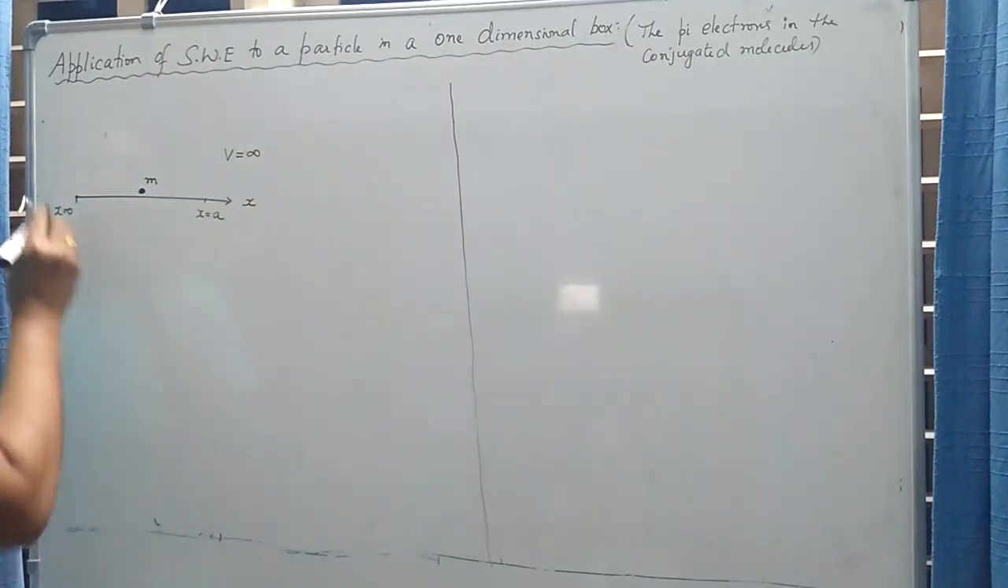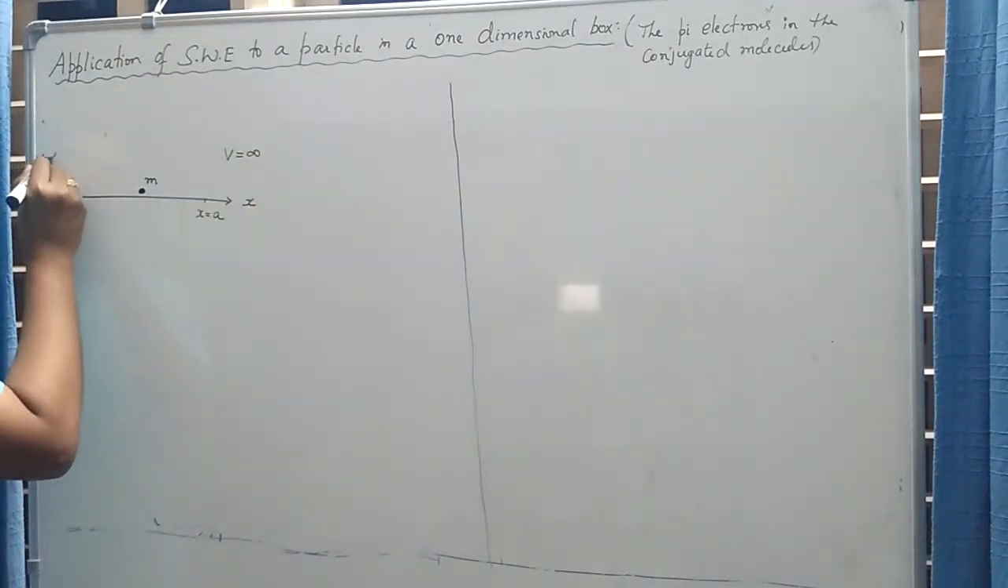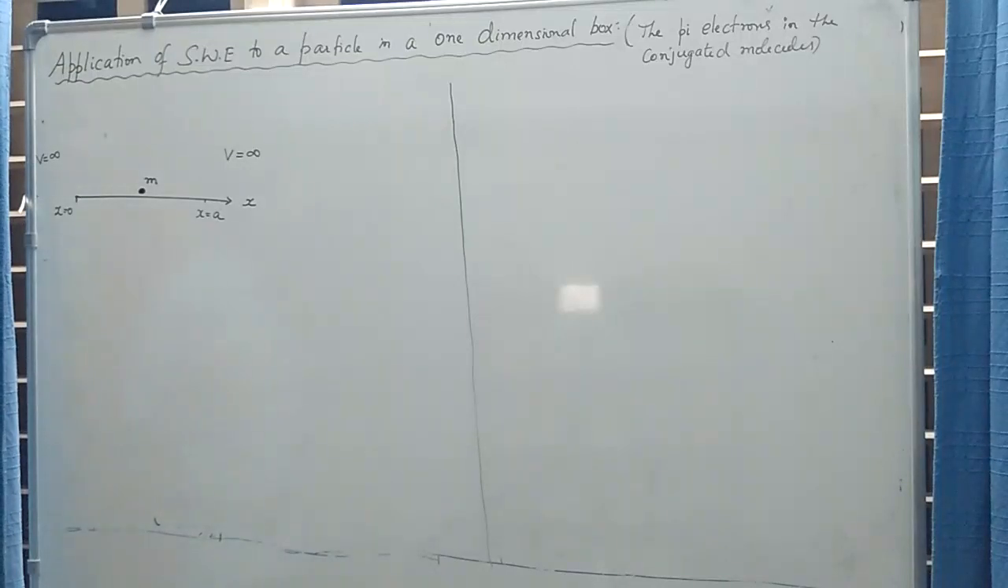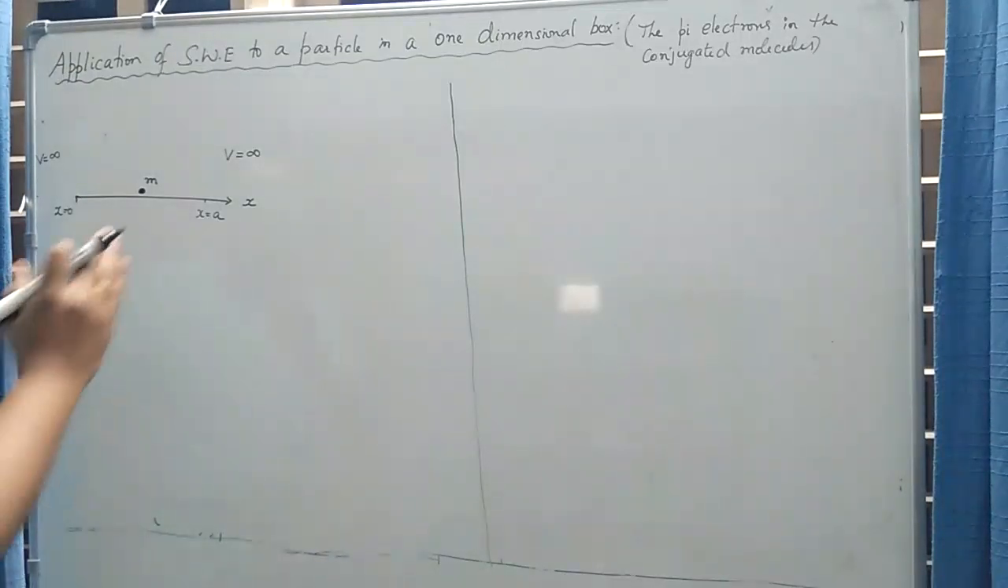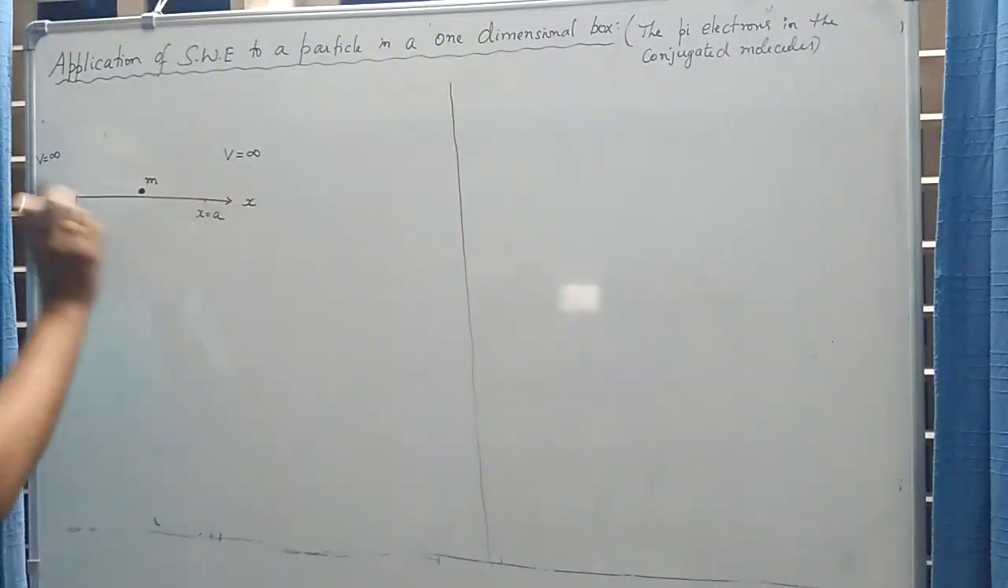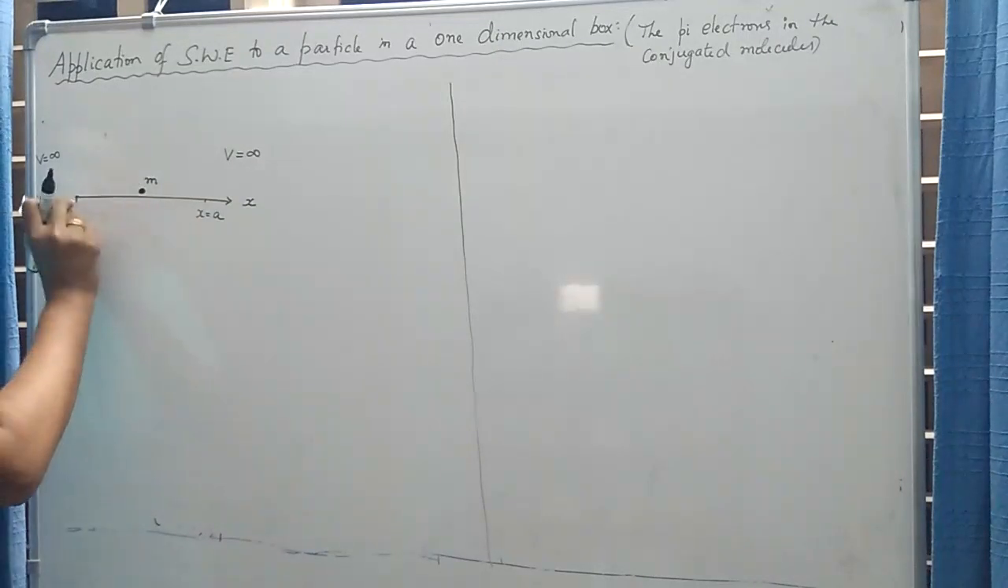We can restrict it if we assume that outside x is equal to a, the potential energy V is equal to infinity. By setting the potential energy equal to infinity outside this region, we are restricting the particle to move only between x is equal to 0 and x is equal to a.